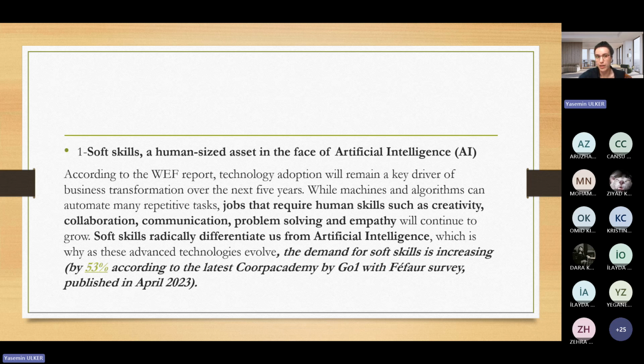You may be really worried about this. Even me, I'm sometimes getting worried because of the power of artificial intelligence and how it's going to impact our jobs and future job opportunities. But there's still room that we can enter, which is soft skills. Demand for soft skills is increasing by 53% according to the latest survey published in 2023. So this is what I was saying. They asked leaders what kind of skills they want to see in their employees.